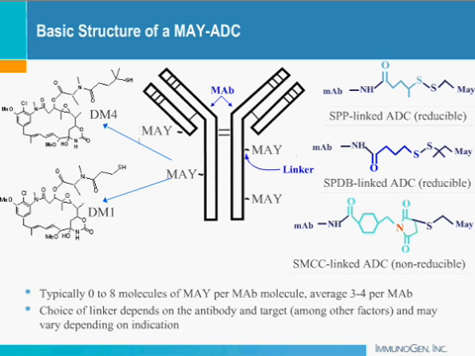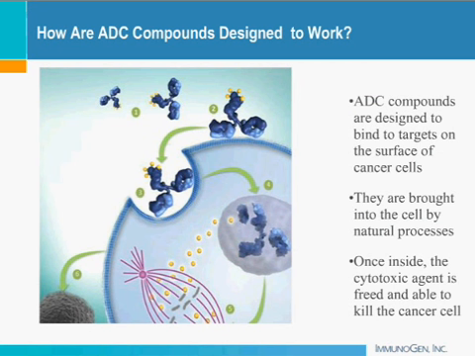This slide shows the basic mechanism of how the ADC compounds work. Once inside the bloodstream, the ADC molecule identifies the cancer cells via specific receptors and binds to the cells. Then once it is internalized by its natural processes, the small molecule is released from the ADC and is free to act on the cancer cell and kill it. So this is a very elegant mechanism, like a magic bullet. It's very targeted therapy.